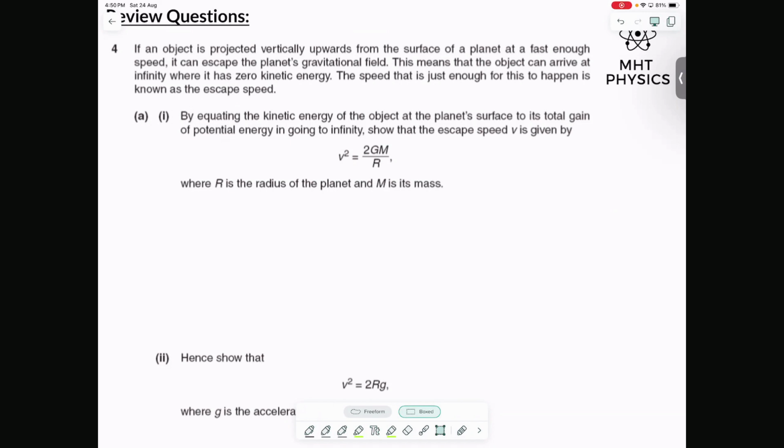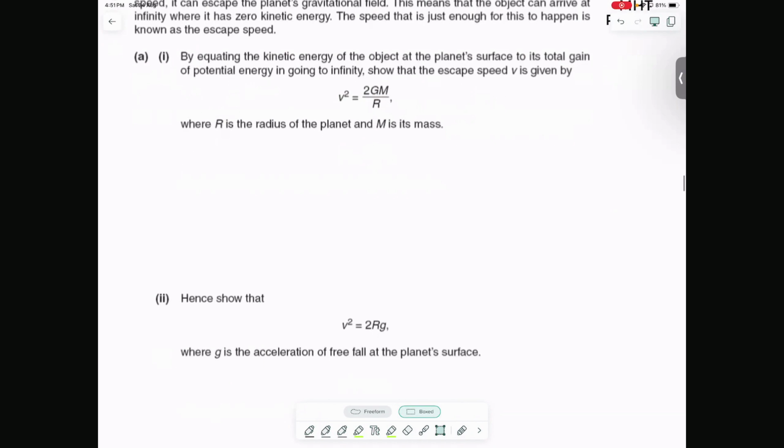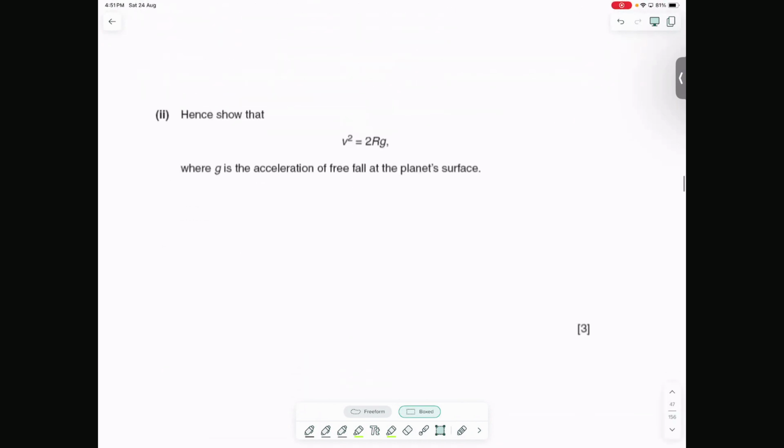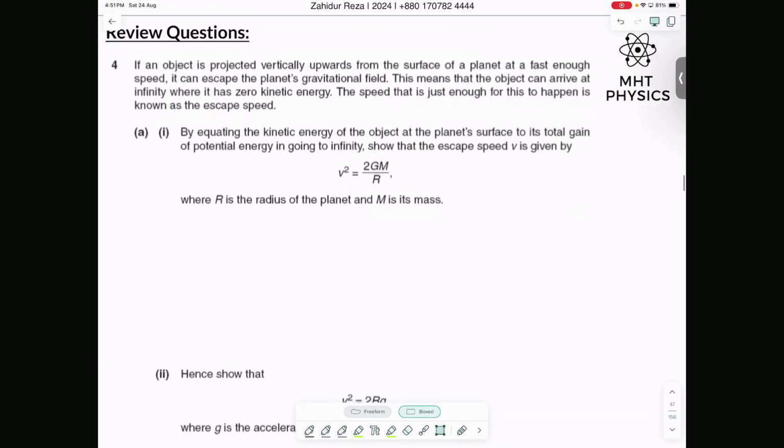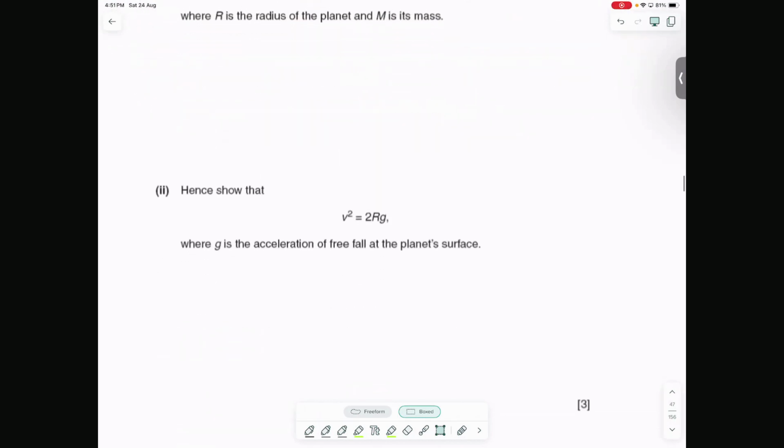So what is this all about? Escape velocity, right? This means that the object can arrive at infinity where it has 0 kinetic energy. The speed that is just enough for this to happen is known as the escape velocity. By equating the kinetic energy of an object at a planet's surface to the gain in potential energy in going to infinity, show that the speed of escape is given by this formula, where r is the radius. I think this is 1 and 2, total 3 marks.